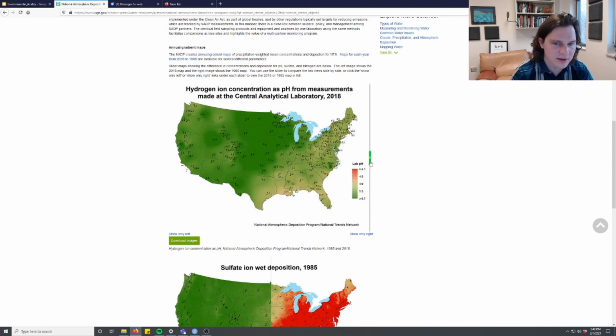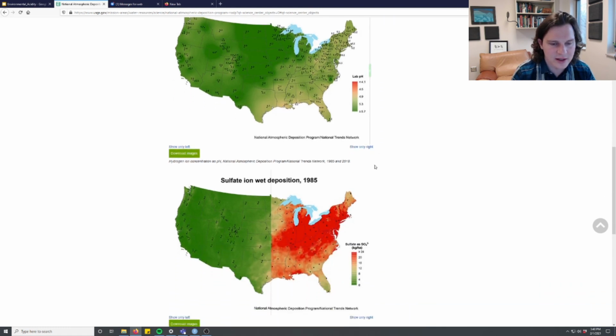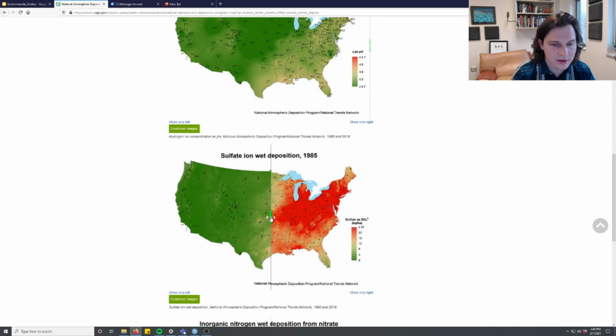And you can see basically rain is far less acidic now, and that's because we added scrubbers and other technologies to our coal-fired power plants and other fossil fuel burning to reduce the amount of SOx and NOx that made it into the atmosphere. And just to show you that this is tightly correlated with the amount of sulfur in the atmosphere, this is sulfate ion wet deposition. So this is again 1985, and then if we scroll over here, it's 2018, and you can see that there's a lot less sulfate in the air too, and those things are directly related.